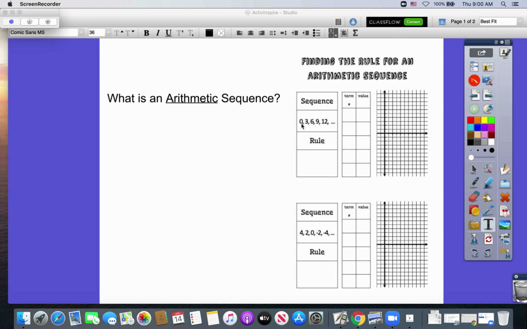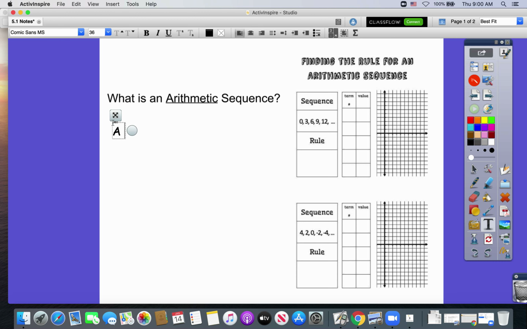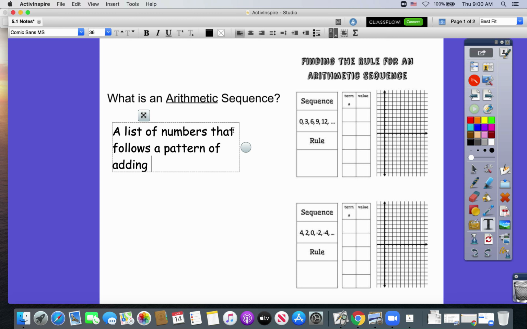All right, we are starting our next unit, which is all about sequences, and the first section that we're starting with is 5.1, talking about arithmetic sequences. So before we get started, we'll talk about what is an arithmetic sequence, and that is just a list of numbers that follows a pattern of adding or subtracting the same number each time.